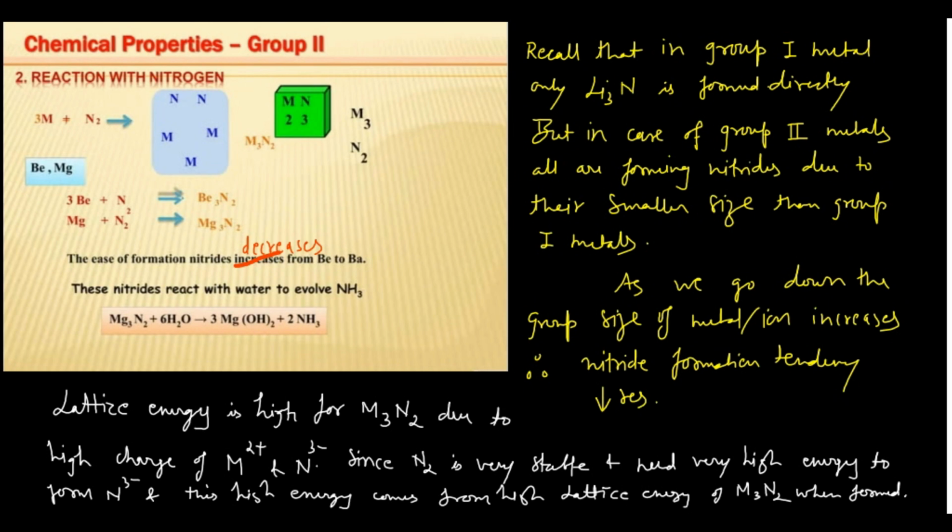Now moving to the next one. When these nitrides are dissolved in water, they form hydroxides, especially magnesium hydroxide here, and they liberate ammonia. So whether you do the reaction with this one or with calcium nitride, it will always evolve ammonia, and the metals get dissolved in water to form basic hydroxides.